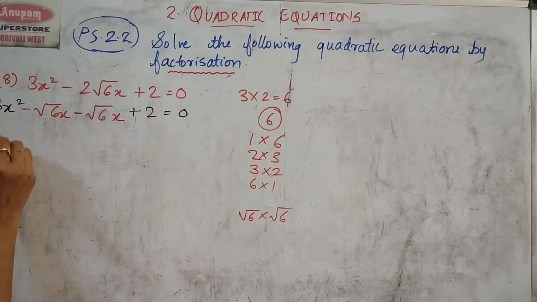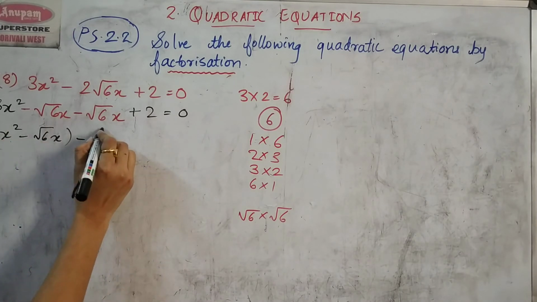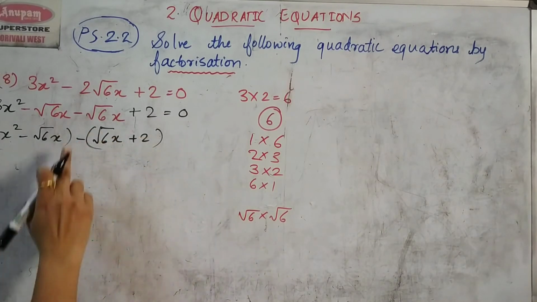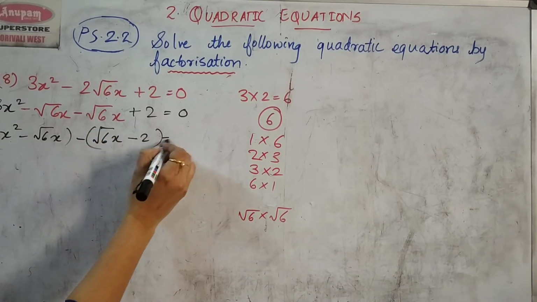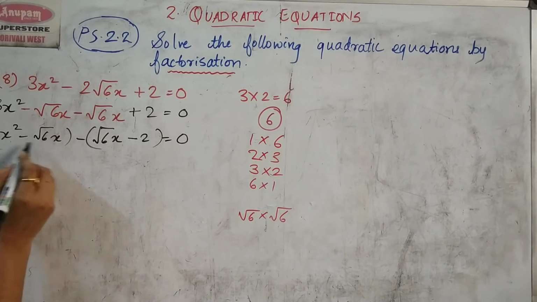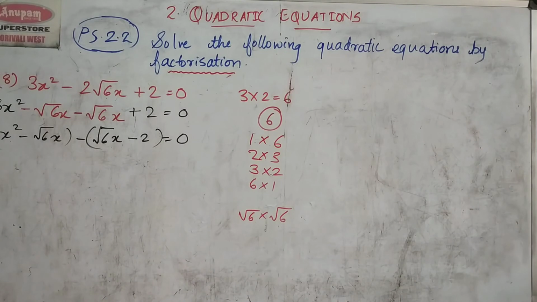Now I'll make two brackets. 3x² minus √6x minus √6x plus 2, but there is a minus sign outside, so this becomes minus, is equal to 0. Now we'll take common outside. Now let us factorize this. Now 3 and √6, nothing is common. √6 and 2, nothing is common. But we can't keep it like this. So we will just factorize this.